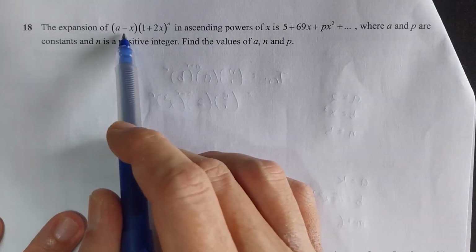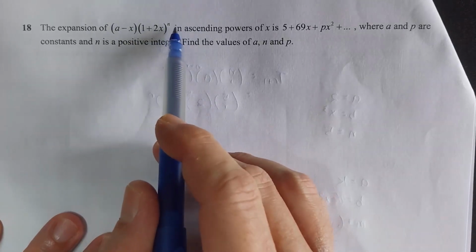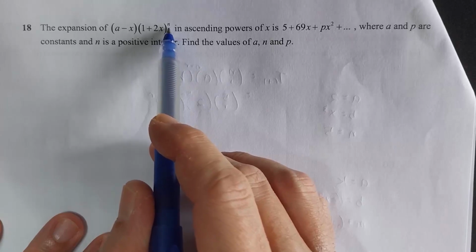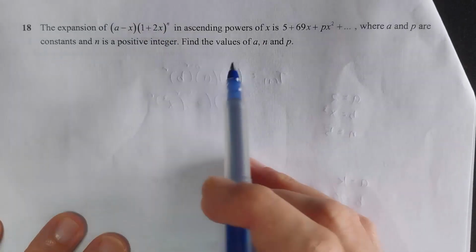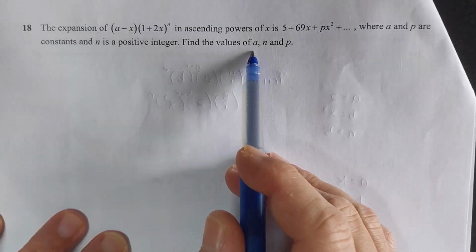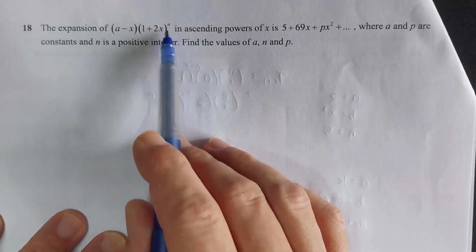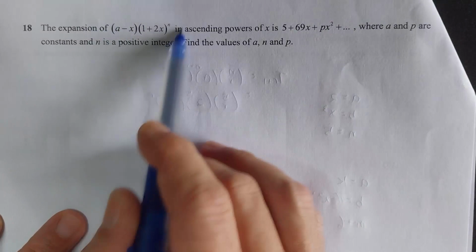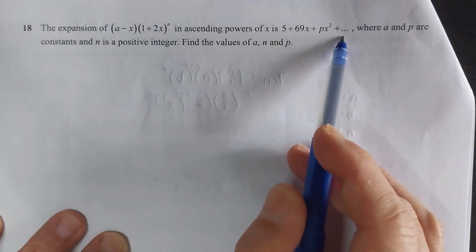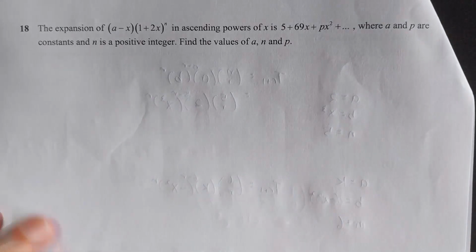The expansion of a minus x multiplied by this, you realize now that the value of n is not given in this question. So our objective is to find the value of a here, the value of n, and the value of p. We are told that after expanding this, we will get these terms here. And let's see how can we find these three variables.